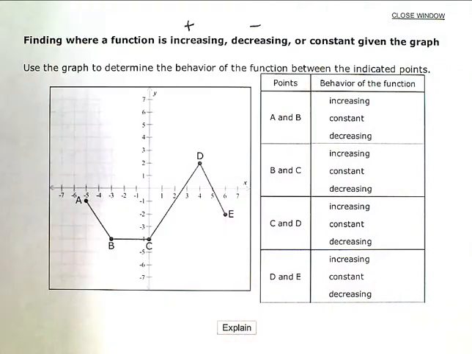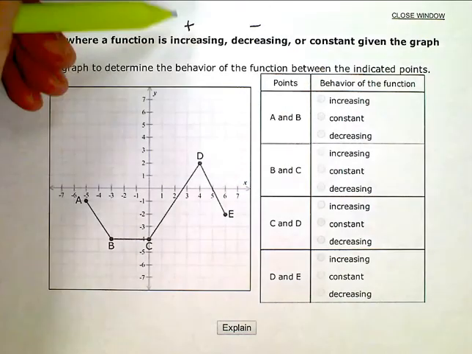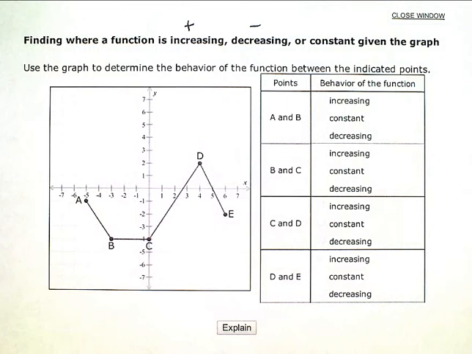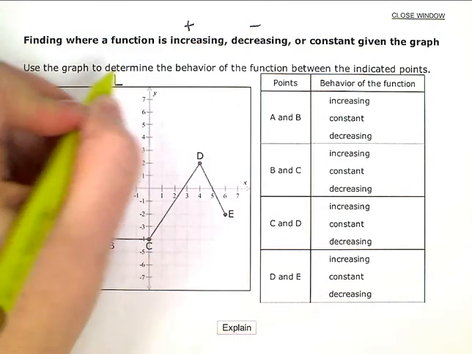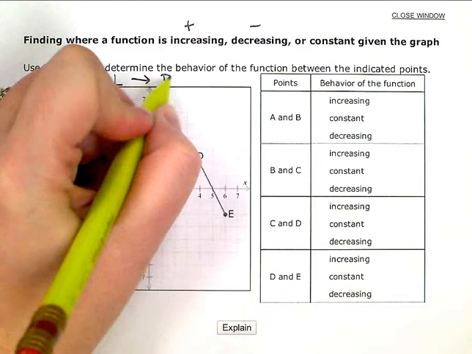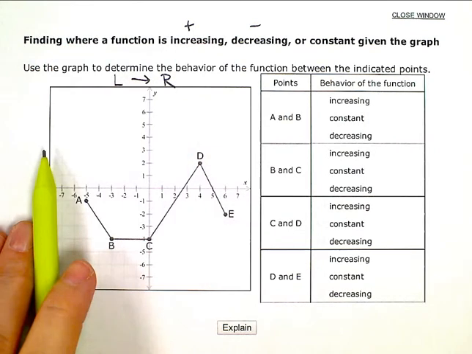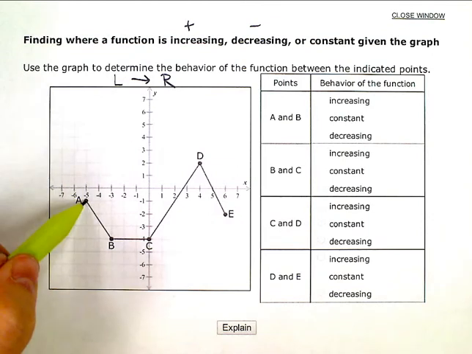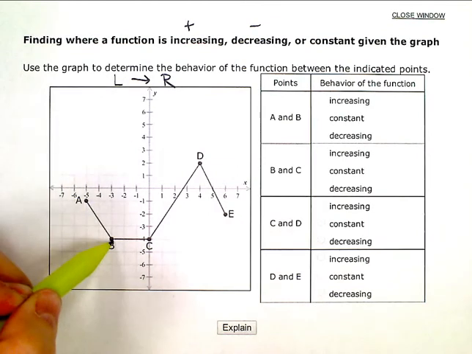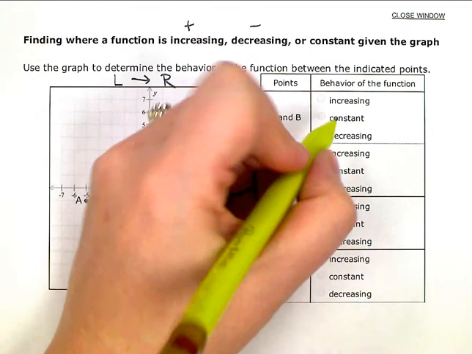It's not changing at all. It's not increasing or decreasing. It's just remaining flat. Now, the only trick to this really is just remembering that you always look at the graph going from left to right. So we need to start over here. If we start here at this side of the graph and move this way, this part of the graph is going down. So from A to B, we would be decreasing.